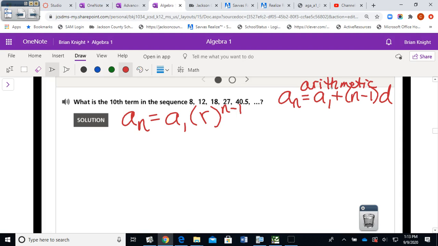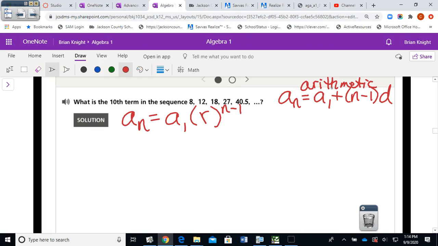This still has the same parts, though. D was our common what over here? Difference. Now we don't have a common difference. We have a common what? Ratio. That's your R. These are actually much easier than those. So if you thought arithmetic was hard, geometric's easier. So hopefully you'll get these.